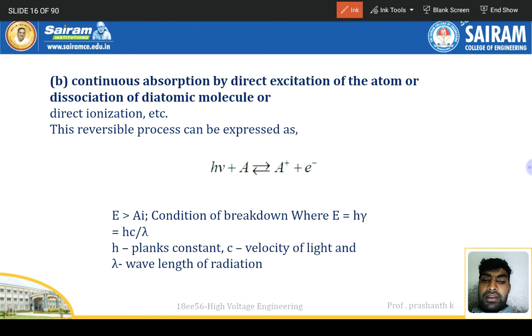A reversible process, A plus h nu gives A plus plus electron. So the energy is always greater than the ionization potential, the condition of breakdown, where E is h nu, where h is Planck's constant, c is the velocity of light, and lambda is the wavelength of radiation.